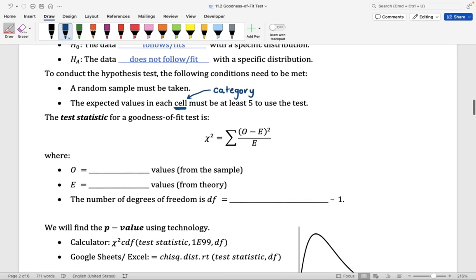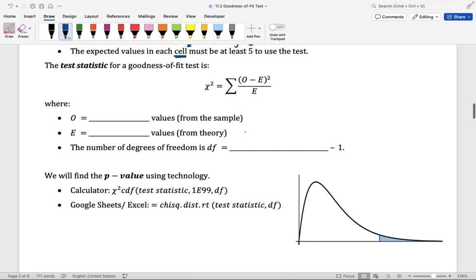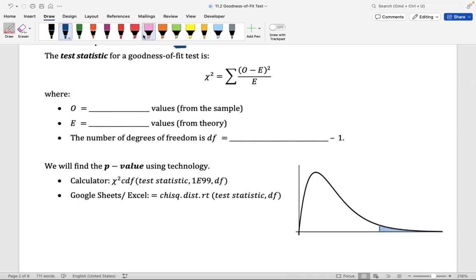So if those conditions are met, we can go ahead and use the chi-square distribution and we can run the hypothesis test. How are we going to find the test statistic? The test statistic is going to be found using the formula here below. In the formula, we see that we're going to be taking the sum of this expression, O minus E squared divided by E. We're going to take the observed value minus the expected value, square that, and divide it by the expected value.